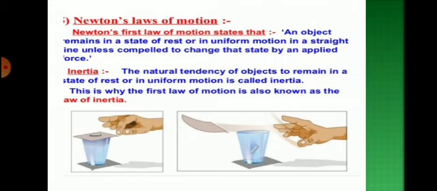So next is Newton's laws of motion. We have three Newton's laws of motion. This is the first law of motion. An object remains in a state of rest or in uniform motion in a straight line unless compelled to change that state by an applied force. Every body continues in its state of rest or every body continues in its state of uniform motion in a straight line unless compelled by a net external force to change that state.